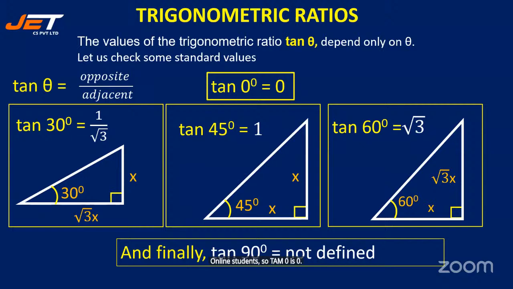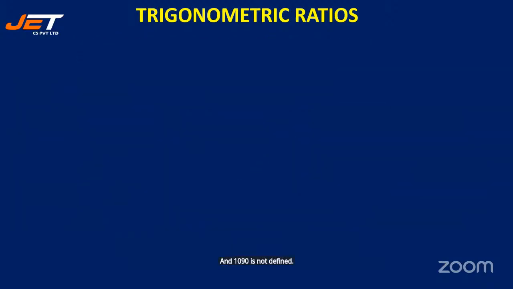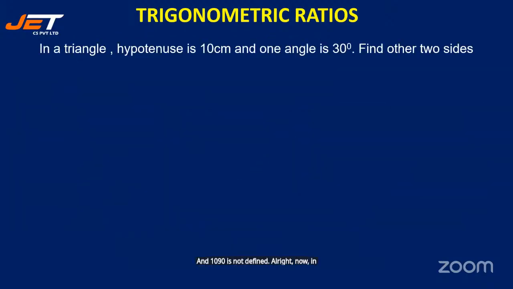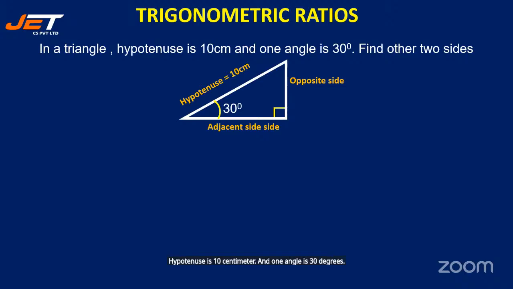Tan 30 is 1 by root 3. Tan 45 is 1. Tan 60 is root 3. And tan 90 is not defined. All right. Now, in a triangle, hypotenuse is 10 centimeter and one angle is 30 degrees. Find the other two angles.